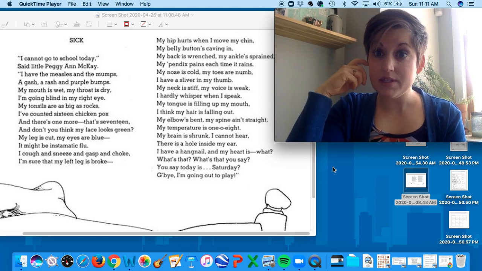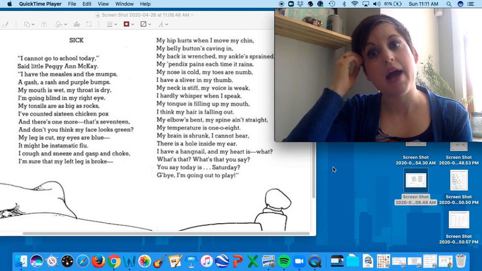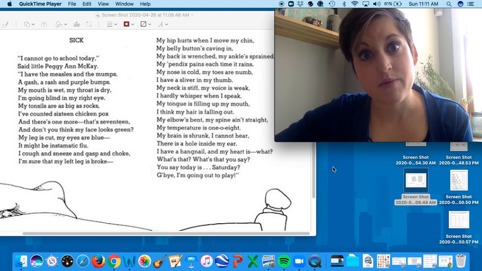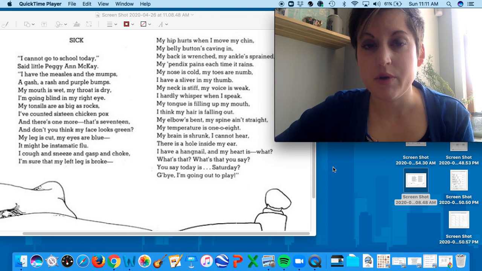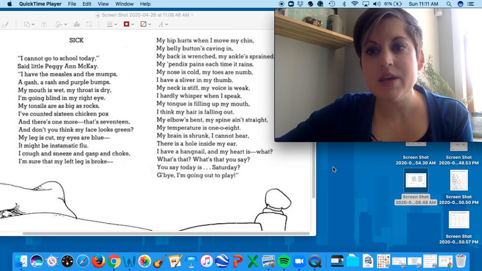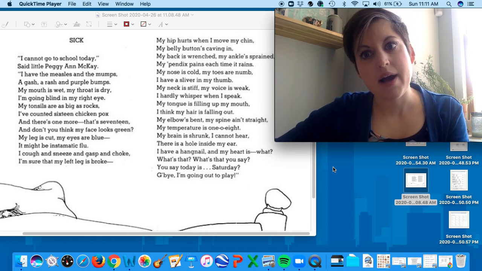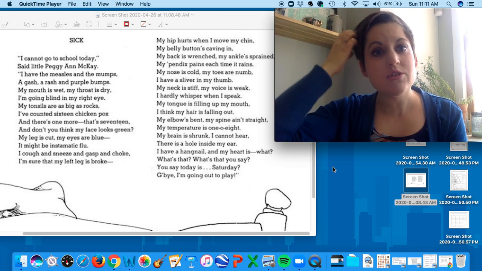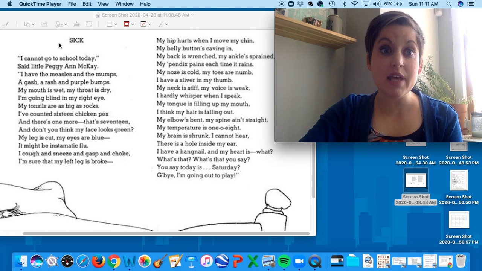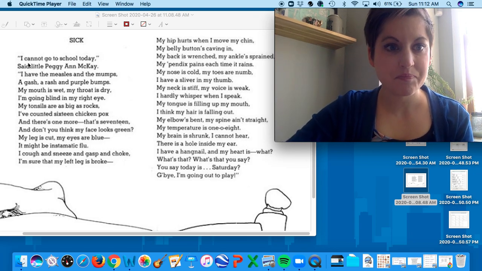I'm going to read it one time, and I want you to identify: is there a rhythm, and are there rhyming words within our poem? Then in our second read, we're going to see if we can find those rhyming words, and then we're going to have a discussion about why our poet made this poem sound the way that it does, okay? So let's jump into our first read of Sick by Shel Silverstein.